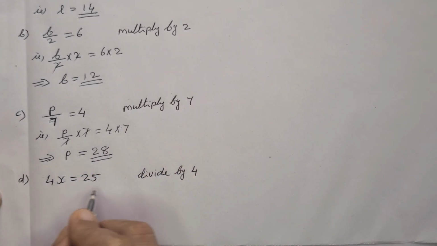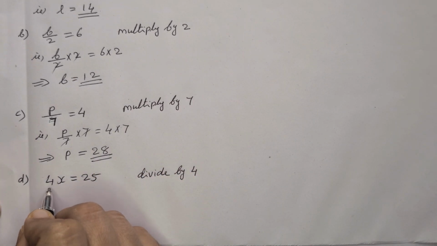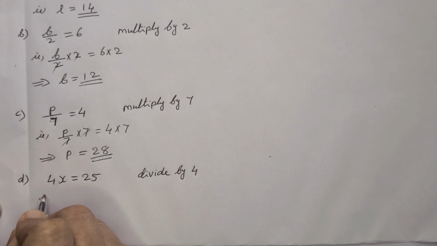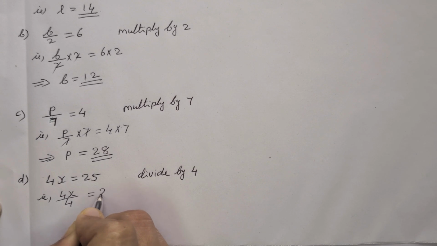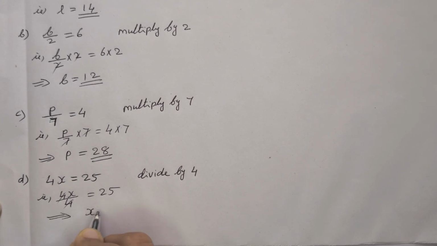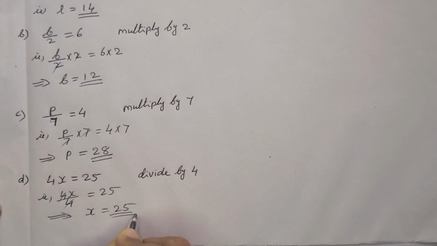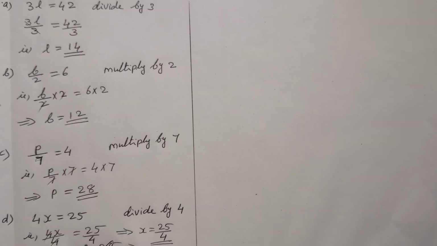Next one, 4x is equal to 25. Here to remove 4, divide by 4. That is 4x by 4 is equal to 25 by 4. 4 and 4 will cancel, which implies x is equal to 25 by 4.